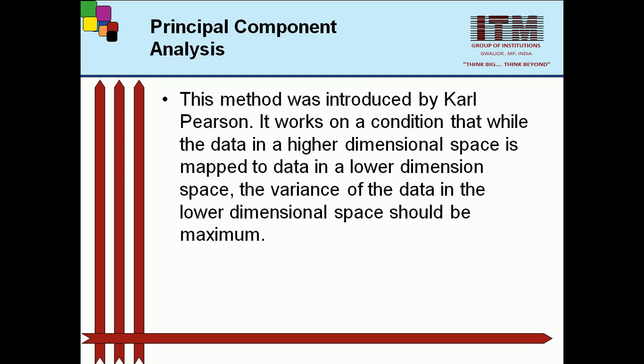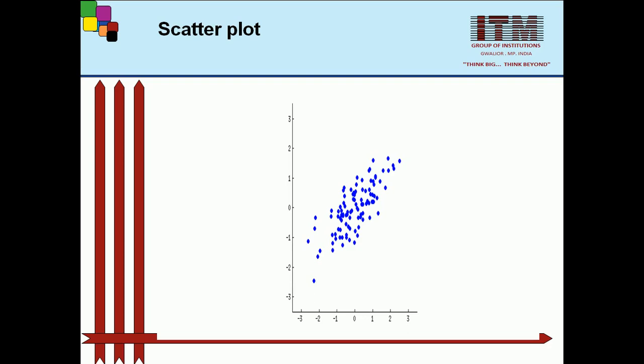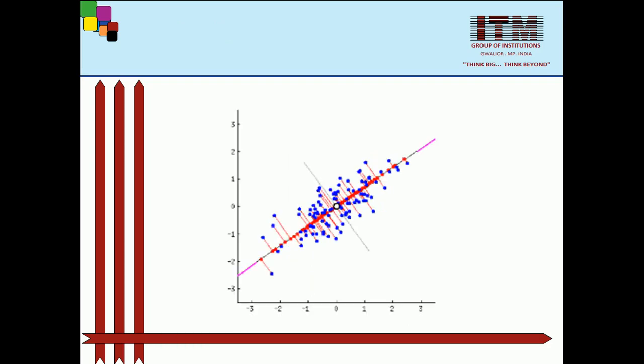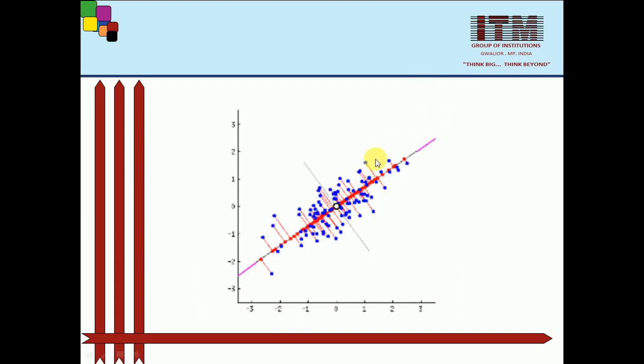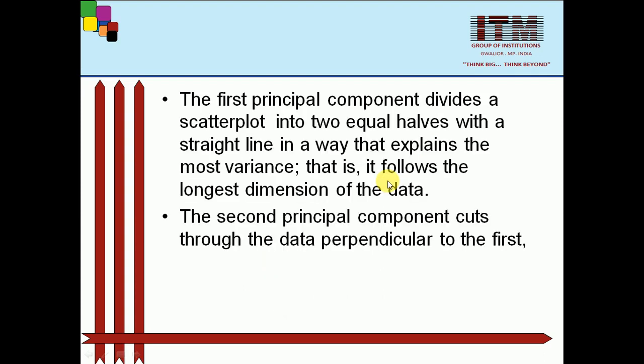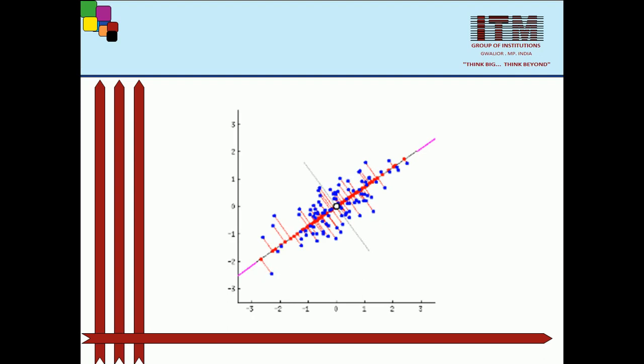This is an example scatter plot, and the dimensionality reduction points are illustrated in the next scatter plot. Here there are two basic principal components shown in this scatter plot. The first principal component divides the scatter plot into two equal halves with a straight line in a way that explains the most variance, that is, it follows the longest dimension of the data. And the second principal component cuts through the data perpendicular to the first.